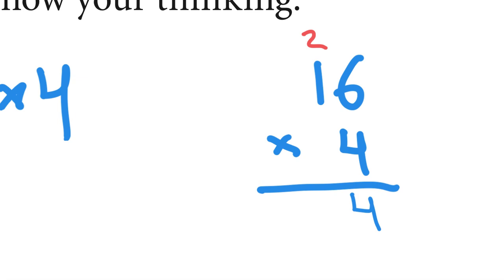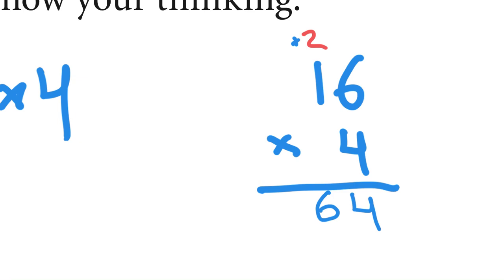Okay? In step 2, since we've already taken 4 times 6, now we're going to take 4 times the 1. 4 times 1 is 4. And then we just need to remember to add the 2. 4 plus 2 is 6. So our answer is 64 crayons.